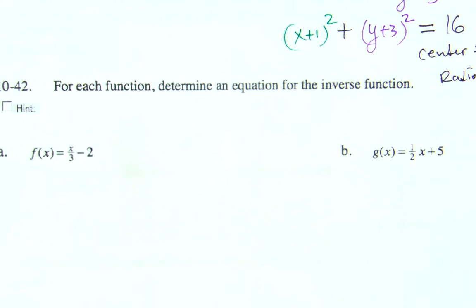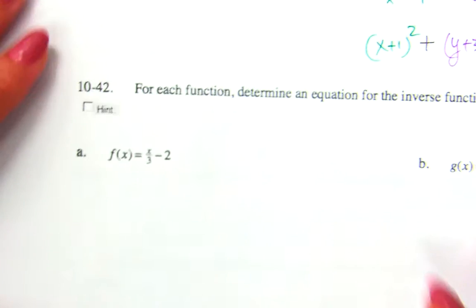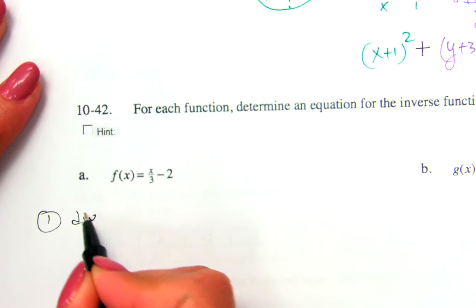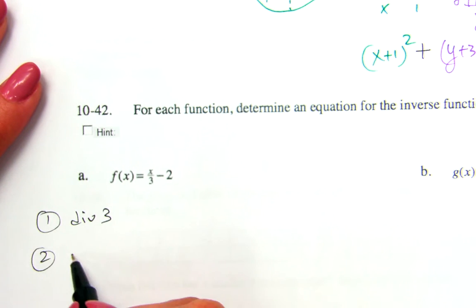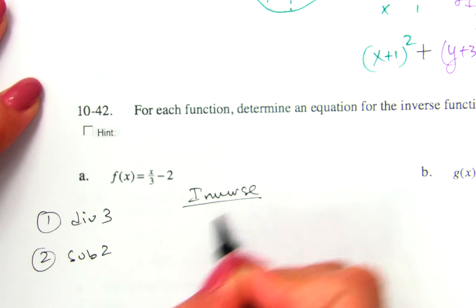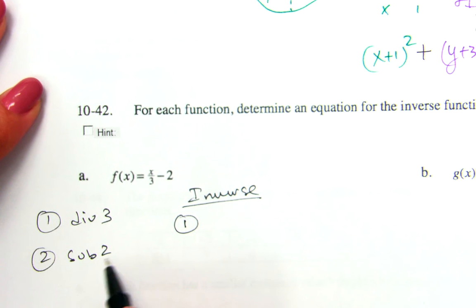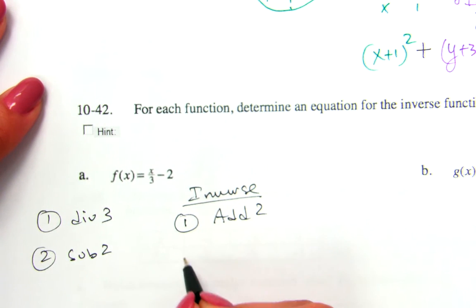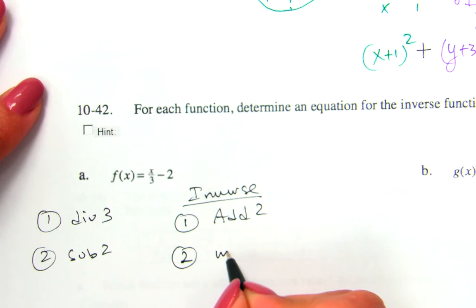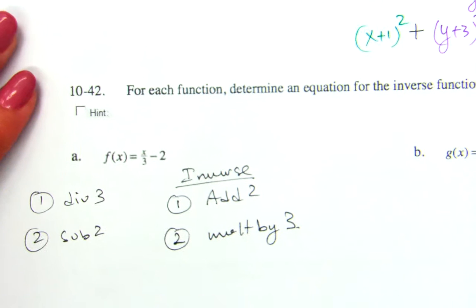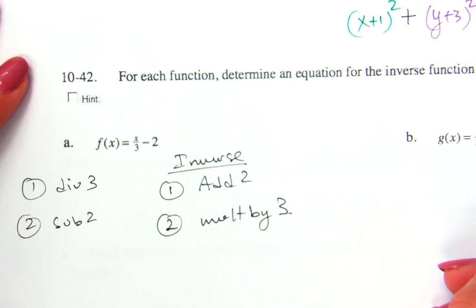Okay, 42. I'm only going to do the first one. You can do the second one yourself. So first thing I'm going to do is write what's actually happening here. Number 1, x is being divided by 3, and then the second thing it's doing, we're subtracting 2. So the inverse is going to be the inverse of what we did last. So when we subtracted 2, that means we're going to add 2. And then number 2, we're going to multiply by 3. Now, there's a reason I want to do this one, because this one's a little tricky. The second one's supposed to be a little easier.